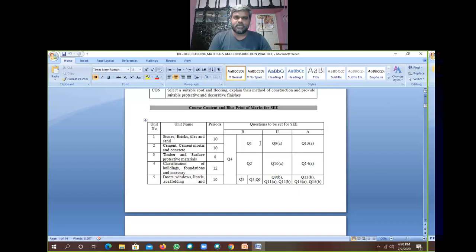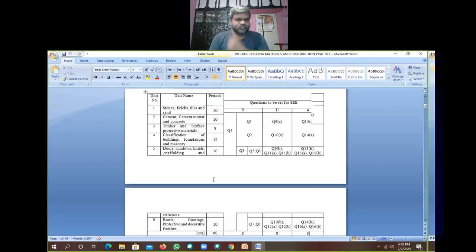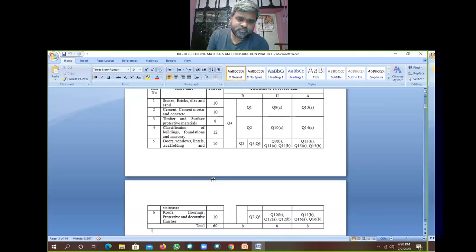In the semester in BMCP, we have 6 chapters. First chapter comprises stones, bricks, tiles, and sand. Second chapter is cement, mortar, and concrete. Third chapter is timber and surface protective materials. Fourth chapter is classification of buildings, foundations, and masonry work. Fifth unit is doors, windows, lintels, scaffolding, and staircases. Sixth unit is roofs, floorings, protective and decorative finishes.